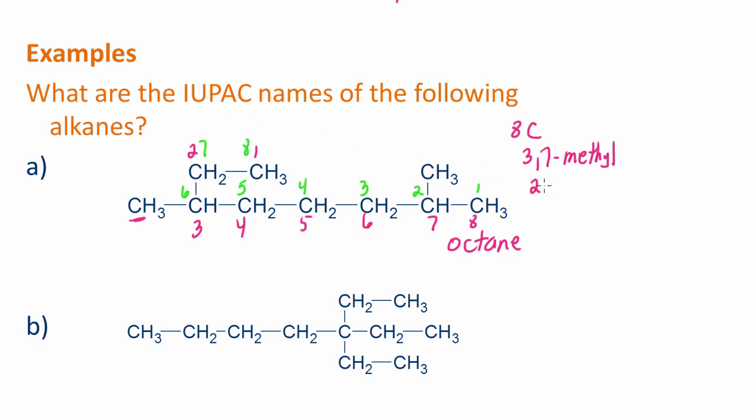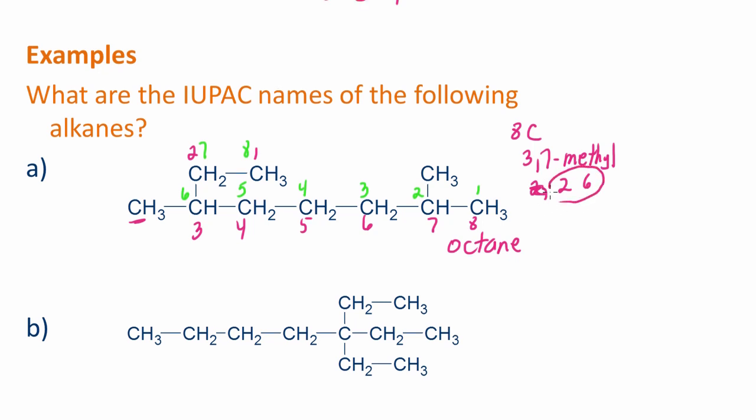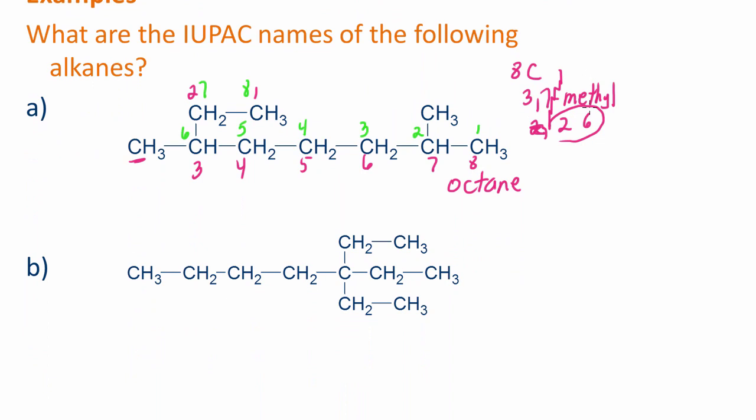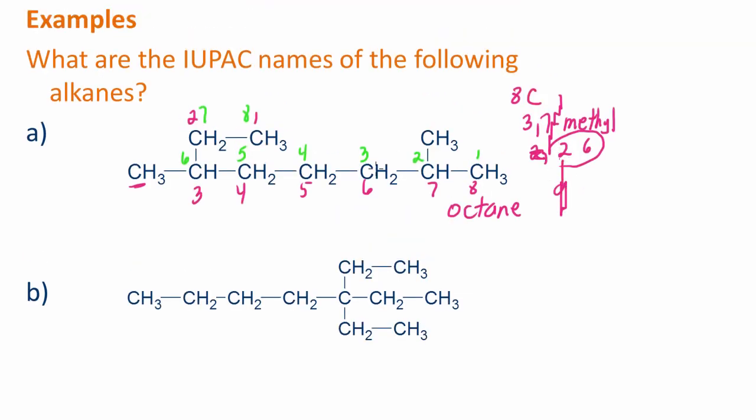I'd have a 2-methyl, and let's see. So I have a 2, and the other one is on 6. 2 is lower than 3, so I would use the 2,6 to indicate the carbon numbers that the methyl groups are attached to. And because I have 2 methyl groups, I have to use the prefix di.